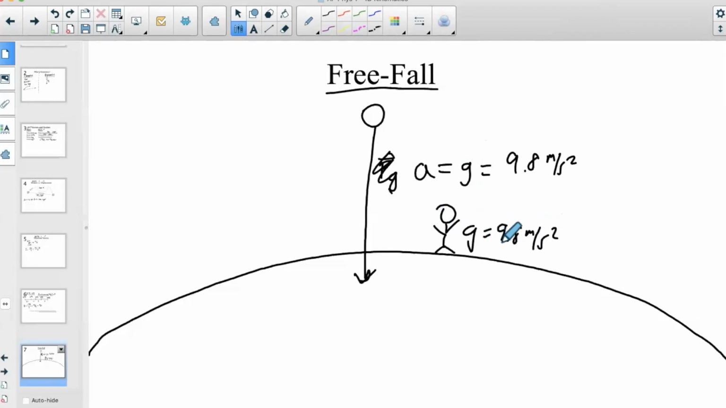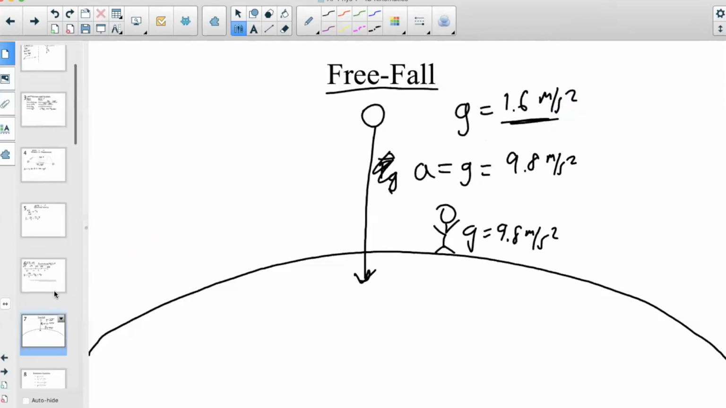Sometimes they try to trick you and they bring the whole experiment to the moon and they tell you that g, the acceleration due to gravity, would be like 1.6 meters per second squared. In that case, use this for acceleration and everything. So now we'll move on to talking about the kinematics equations.